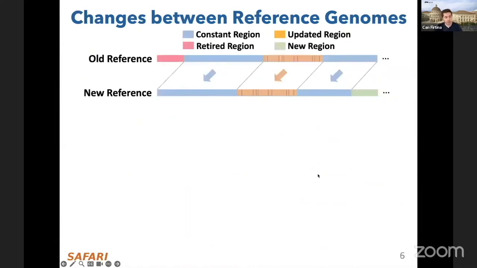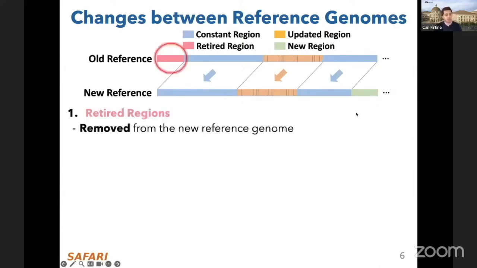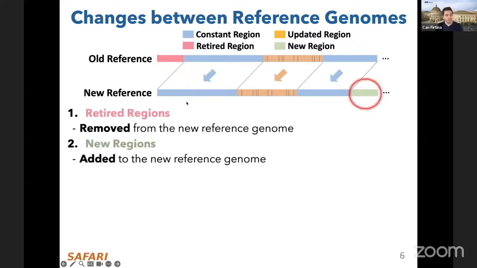So I'll quickly go over the potential changes that can exist between two reference genomes. In this case, we have the old and the new reference genomes, and we identify 4 particular regions here, which we label with different colors: constant, updated, retired, and new regions, as we show also in this figure. The retired regions mean that the region is completely removed from the new reference genome. It no longer exists. The new region means that this particular region is completely novel in the new reference genome. So this is a new addition that didn't exist in the old reference genome.